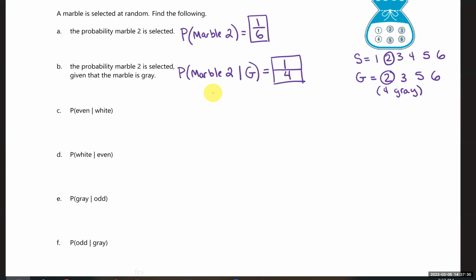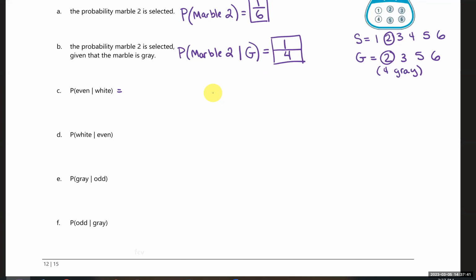Okay. So you can write the formula or not, up to you. For this one, I'll go ahead and write the formula. What is the probability of even given it's a white marble? So it'd be the number of marbles that are even and white. So the numerator is always the intersection, the ones that satisfy both criteria, and your denominator is always the number that meet the condition.